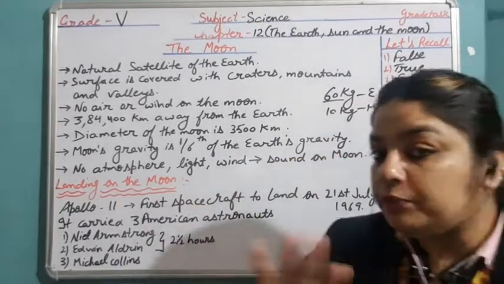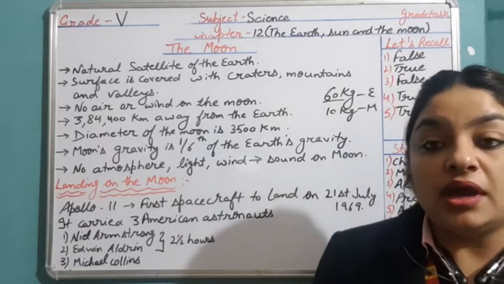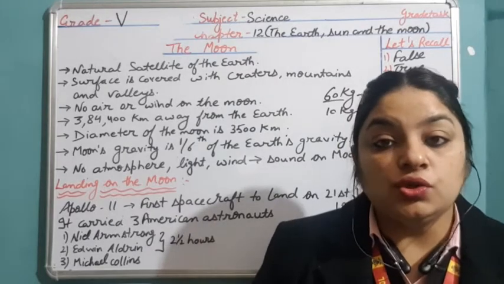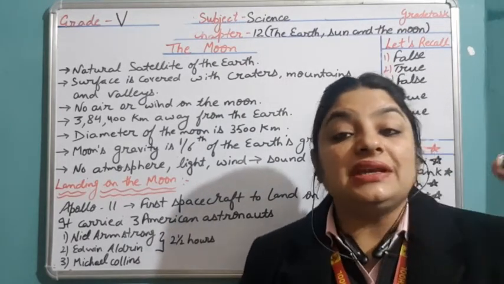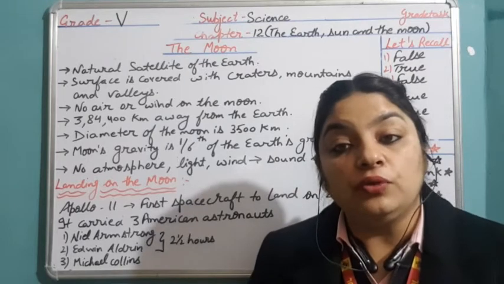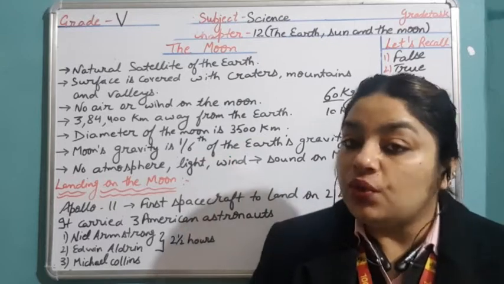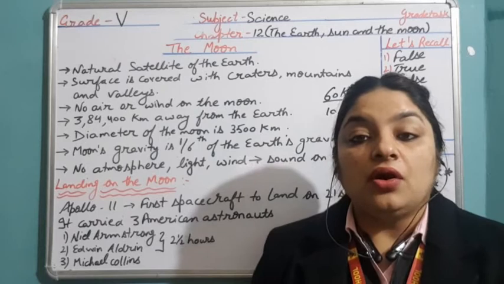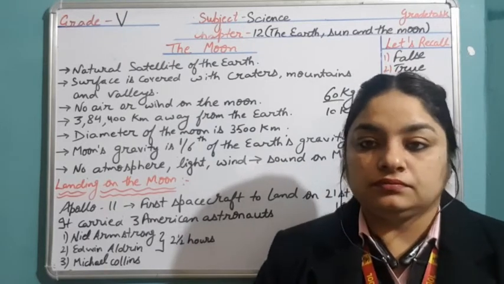There is no atmosphere on the moon, no wind, no air, and no light of its own. So what is the reason why it shines? It shines because it reflects the light which falls on its surface from the sun. The moon doesn't have its own light, it reflects back the light coming from the sun.